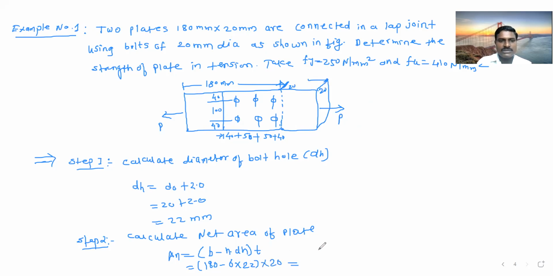So how much is the area in mm square? 960. 960, correct. 960 mm square is the net area of the plate after deducting the holes. Okay, so everyone got this step? Okay, we'll move next.